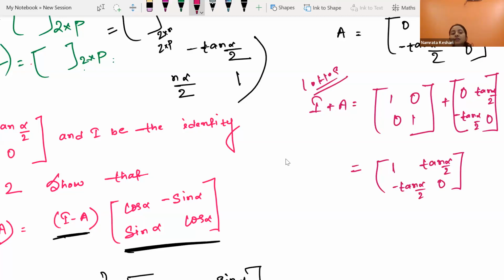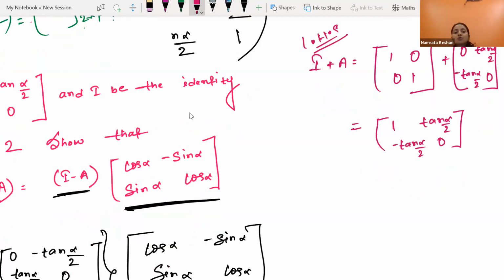Now for the right hand side, we can clearly see I minus A, which we are supposed to multiply with this one. The 2-2 element will be 1, right? Or is it 0? Oh yeah, it will be 1 over here. The 2-2 element will be 1 plus 0, which is 1. So for the RHS, we can see I minus A.